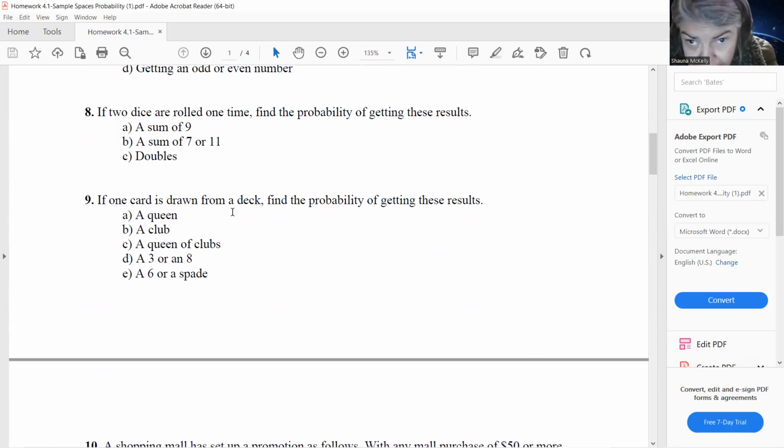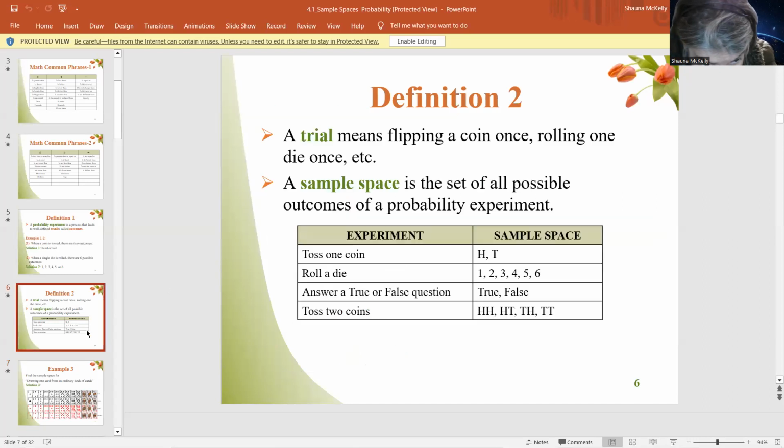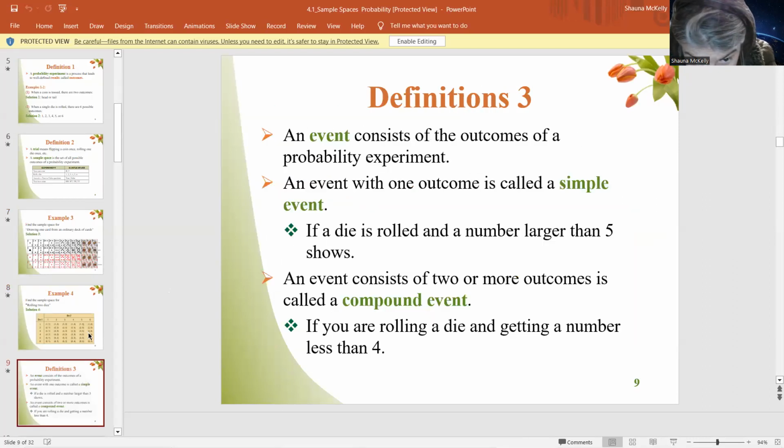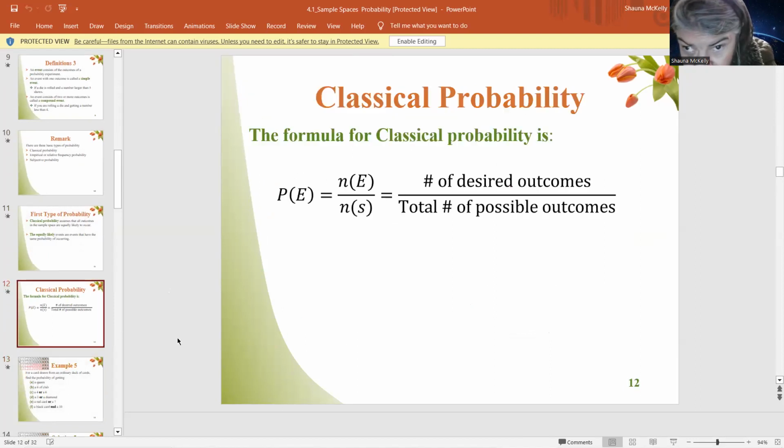So let's look at the probability of getting a queen. But I should show you something before we do that. Let me come back to the slides, because I've referenced it, but I haven't really shown you yet. Okay, right here. Classical probability.